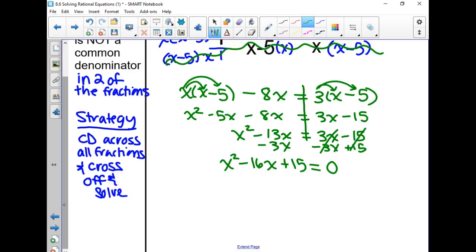So I'm going to take x minus 15 times x minus 1, and my solutions are x is equal to 15 and x is equal to 1. Now, especially when you get two solutions, you need to check them. You need to check for extraneous solutions. So we go back to that original problem and we plug them in. I'm going to pause the video at this moment. I'm going to walk around and check in with you while you're checking both solutions. And at this time, if you have any questions, please let me know when I come by your seat.